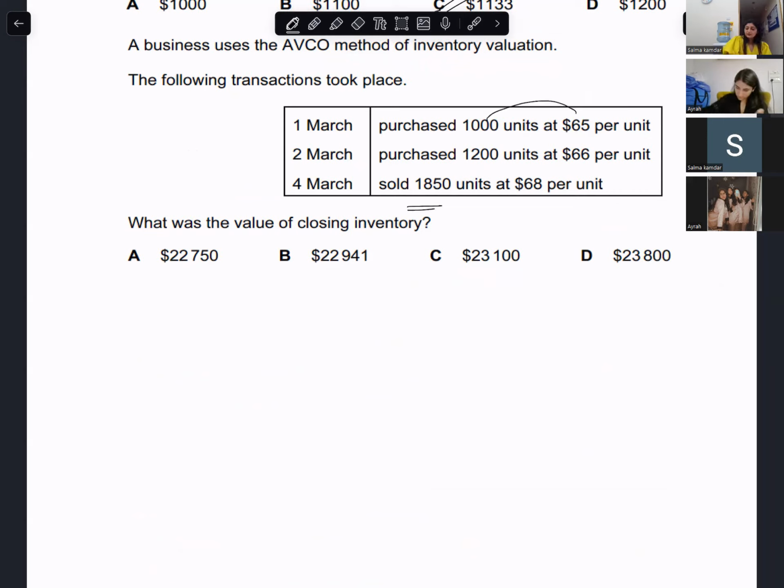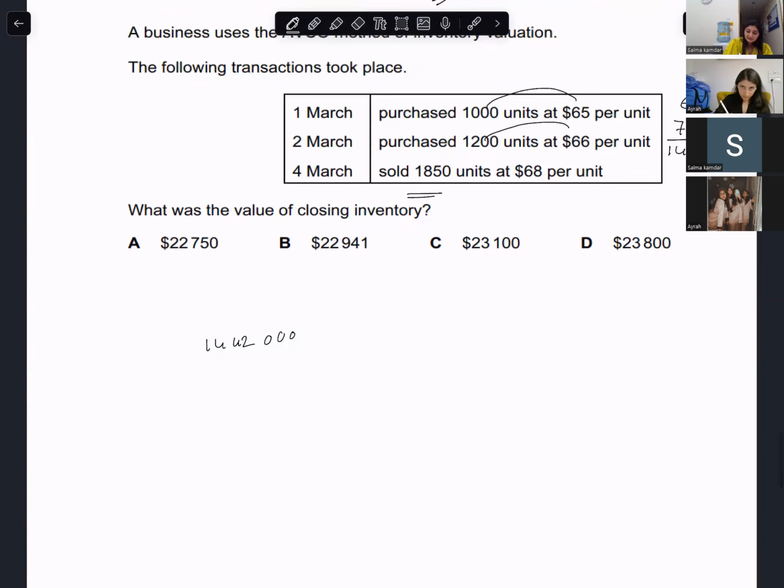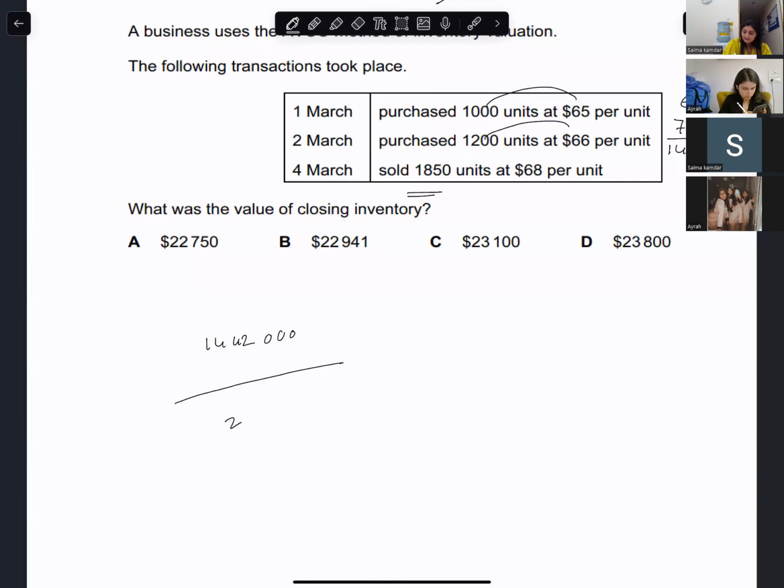One second. I'm doing 1,000 into 65 is 65,000. 1,200 into 66, 79,200. How much is 65,000 plus 79,200? 144,200.